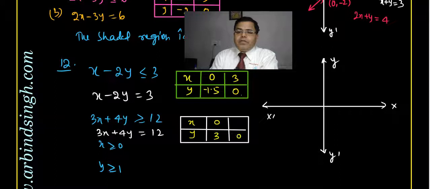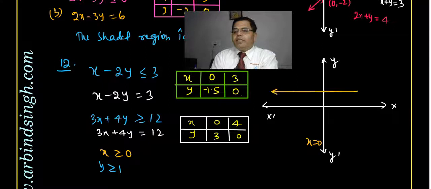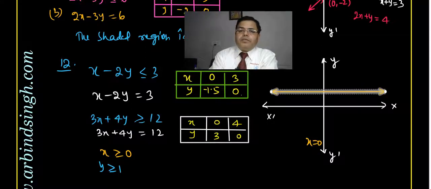And this is x is greater than or equal to 0 and y is greater than or equal to 1. This is the another equation. So x is equal to 0 is the line which is the y-axis, and y is equal to 1 is a line that will be parallel to this one. Y is equal to 1 is this line. So we can write it, y is equal to 1. This is the line.